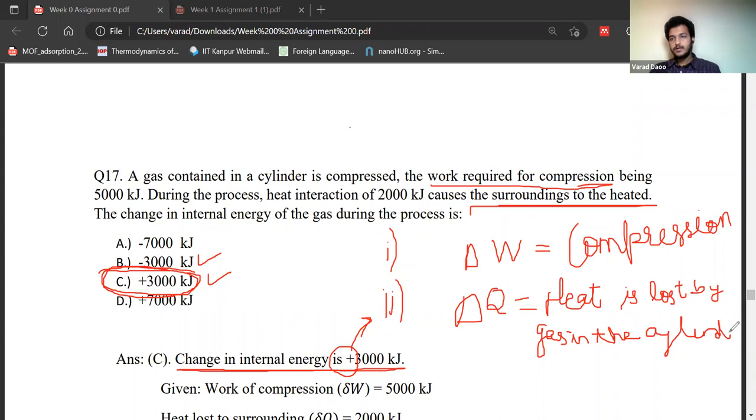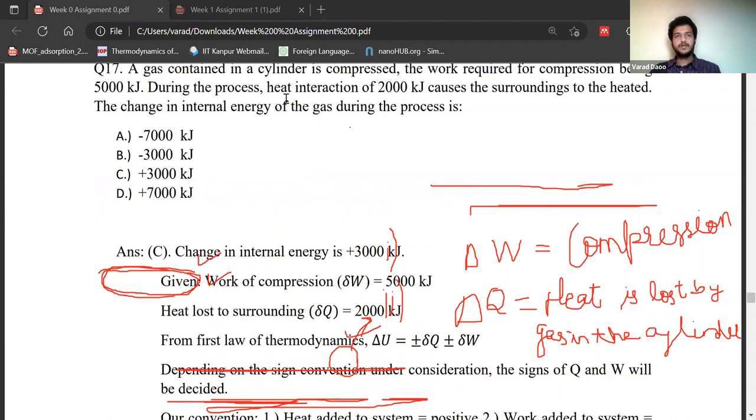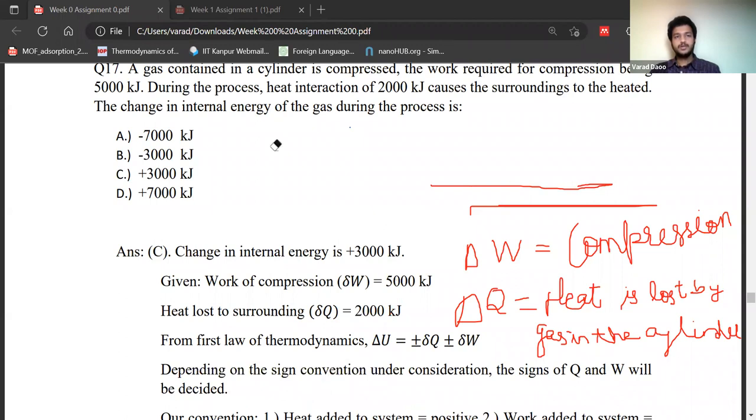Okay, that means heat has been transferred from system to surrounding. This has to be kept in mind. So given is what? Work of compression. Change in internal energy is plus 300. And we are seeing a work of compression, that is delta W, has been given to us 5000 kilojoule. Heat lost to the surrounding, very important, delta Q.